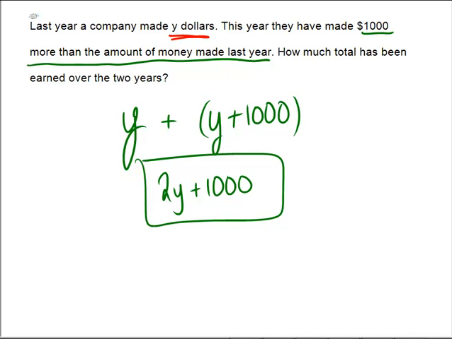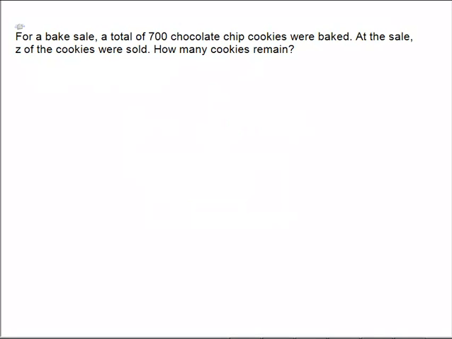Okay, why don't you pause the video and try one on your own now. Imagine there was a bake sale, and at the bake sale a total of 700 chocolate chip cookies were baked. At the sale, Z of the cookies were sold. How many of the cookies must remain?